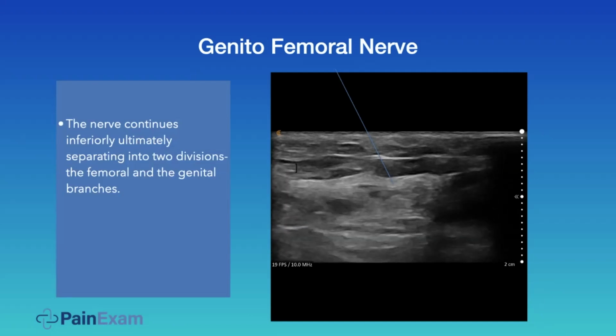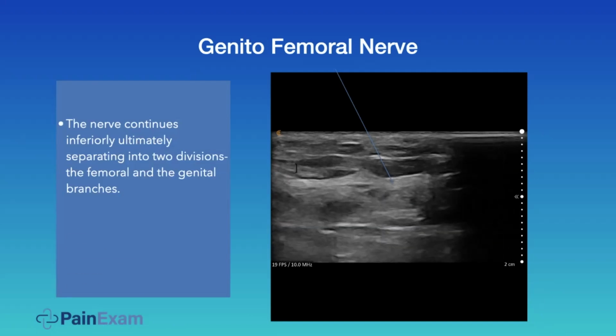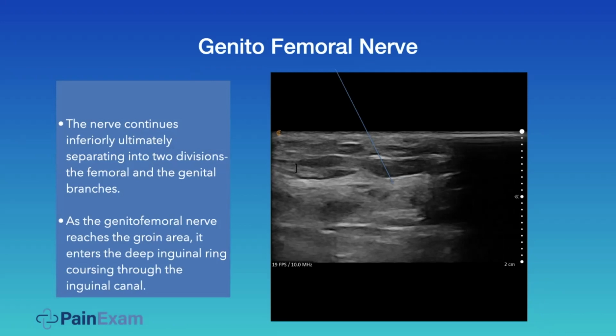The nerve continues inferiorly, ultimately separating into the femoral and genital branches. The genitofemoral nerve reaches the groin, enters the deep inguinal ring, coursing through the inguinal canal.